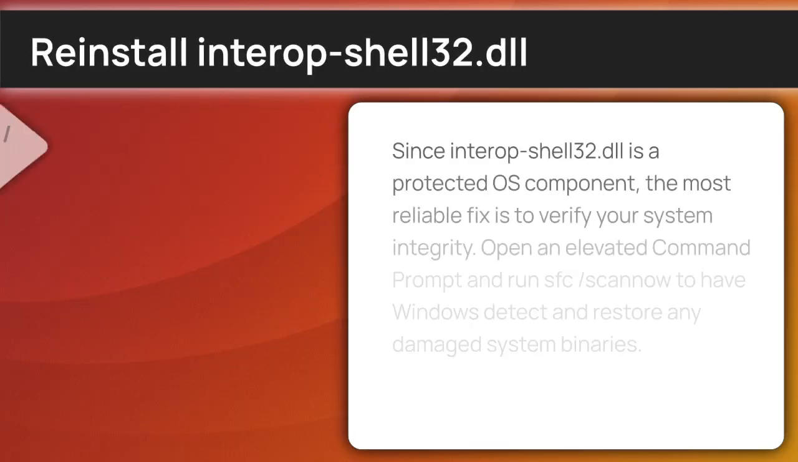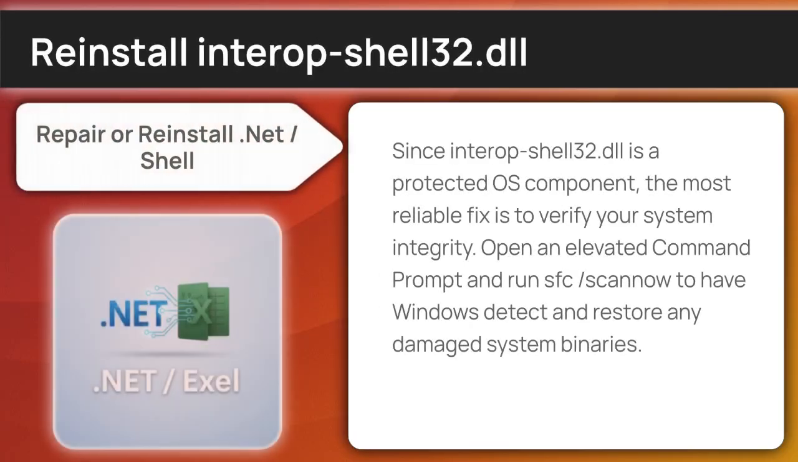Since Interop shell32 DLL is a protected OS component, the most reliable fix is to verify your system integrity. Open an elevated command prompt and run sfc /scannow to have Windows detect and restore any damaged system binaries.